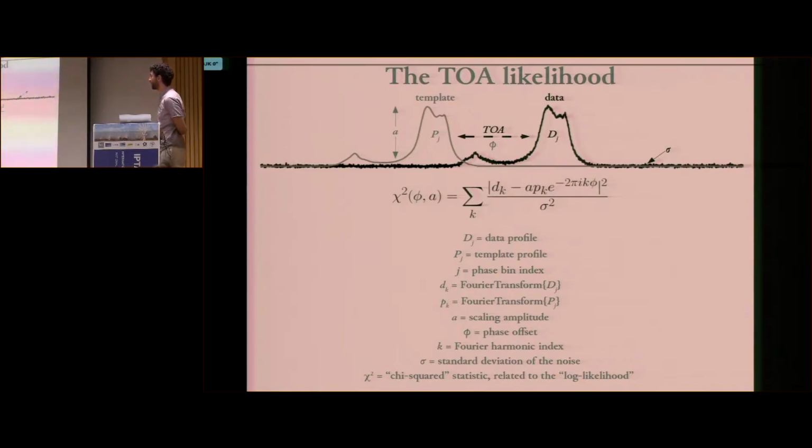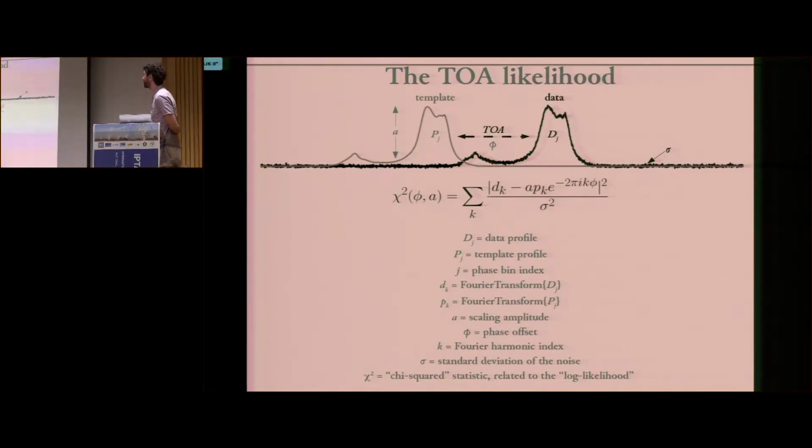This whole thing is sometimes called a chi-squared statistic. It's related to this quantity called the log likelihood, and that tells you how likely it is to observe the data given the two parameters. And that log likelihood will be the biggest quantity when the parameters are such that these two things lie on top of one another.